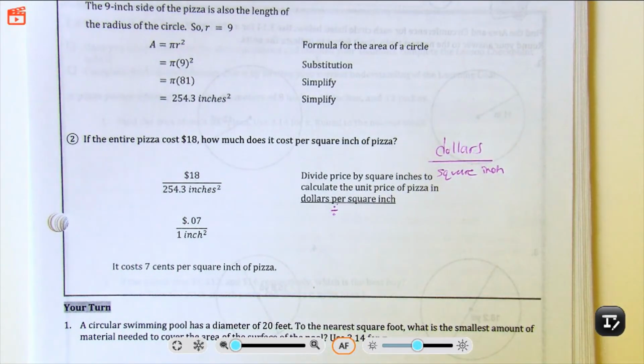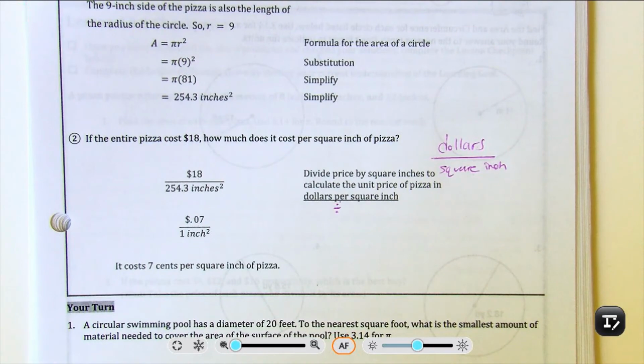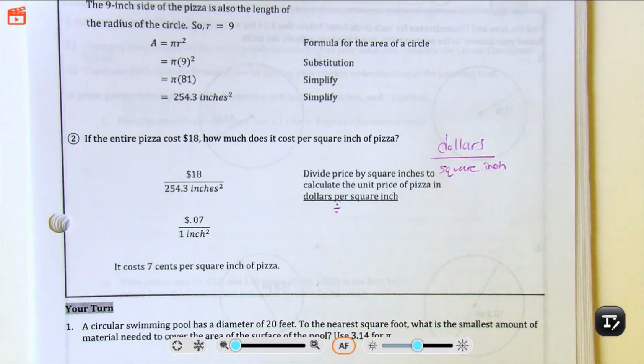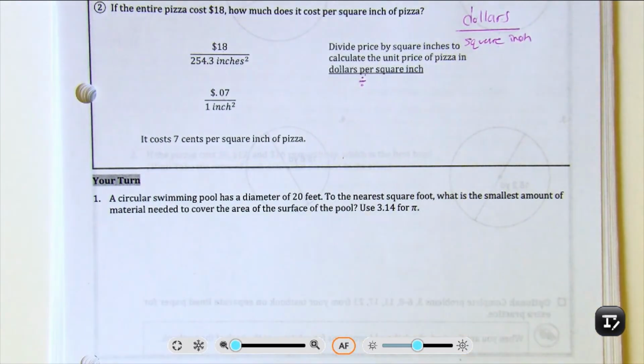Okay, next, if you want to pause the video here and try the your turn problem below, what we're going to be doing is we're going to be finding the area of a swimming pool given the diameter. So the diameter of the swimming pool is 20 feet. To the nearest square foot, what is the smallest amount of material needed to cover the area of the surface of the pool? So let me write, diameter is 20.